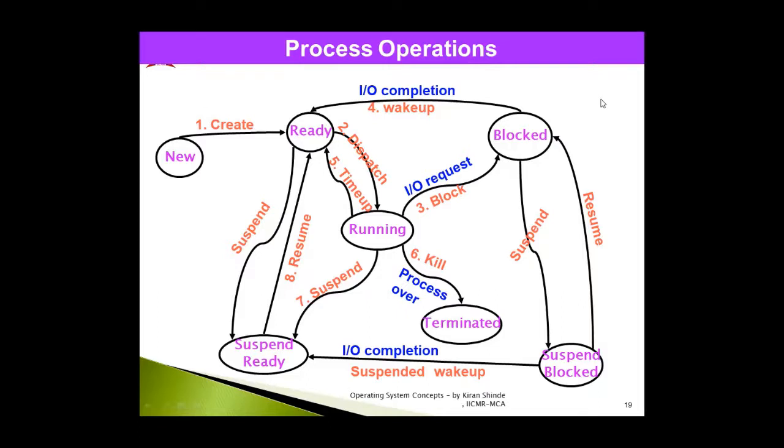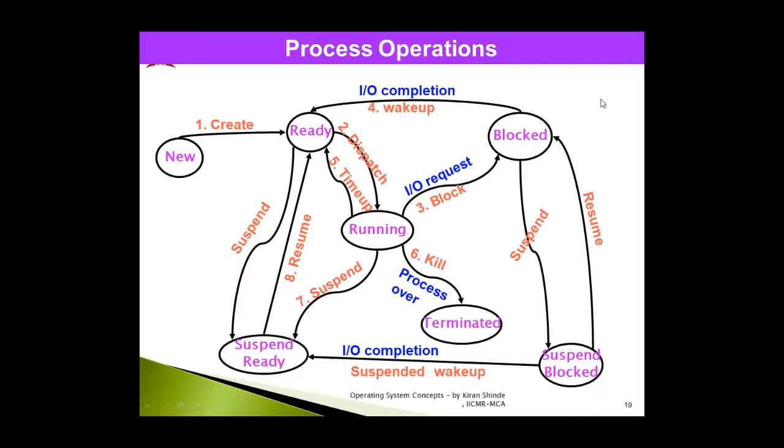Serial number 7 is talking about suspension. It means if a process is in the running state and it is suspended for some time because of some reason, maybe it's a low priority process and a high priority process has come in, so it is suspended for some amount of time. In that scenario, the suspend operation will take place. And after the suspend operation is initiated, the process will change its state from running to suspend ready state.